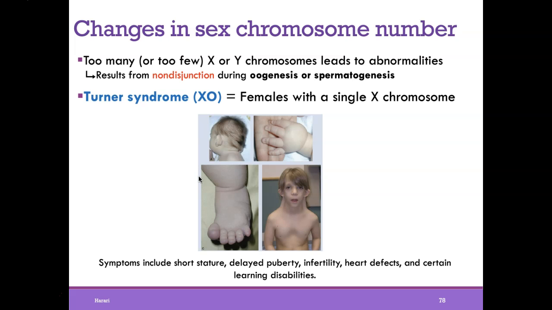And we only consider individuals with a Y chromosome male in biology. Some symptoms of Turner syndrome include short stature, sexual underdevelopment, some heart defects, and some learning disabilities. But that, again, varies by the individual. But again, this is having only one copy of an X chromosome instead of 2.